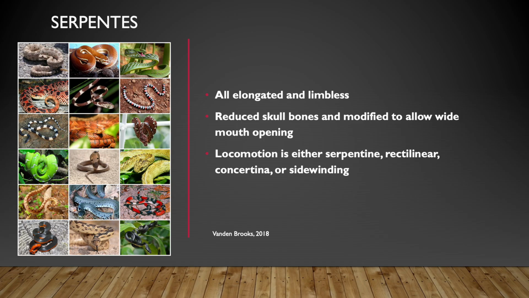Serpents are all elongated and limbless animals. They have reduced skull bones that are modified to allow them to open their mouths very wide to eat prey whole. There are 4 different methods of locomotion. The first is serpentine, which is using the body to push against the substrate to move themselves forward. The second is rectilinear, which is alternating sections of the animal lifting off the ground and pulling forward using muscles. The third is concertina, which is an inchworm type motion. And lastly, there is sidewinding, which is when 2 to 3 body points contact the surface at one time, pushing the snake along the ground, appearing to move sideways. Citation Vandenbroek 2018.